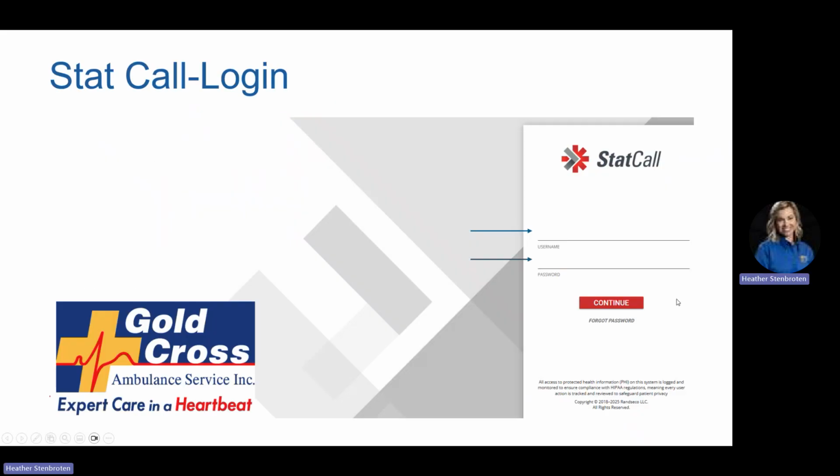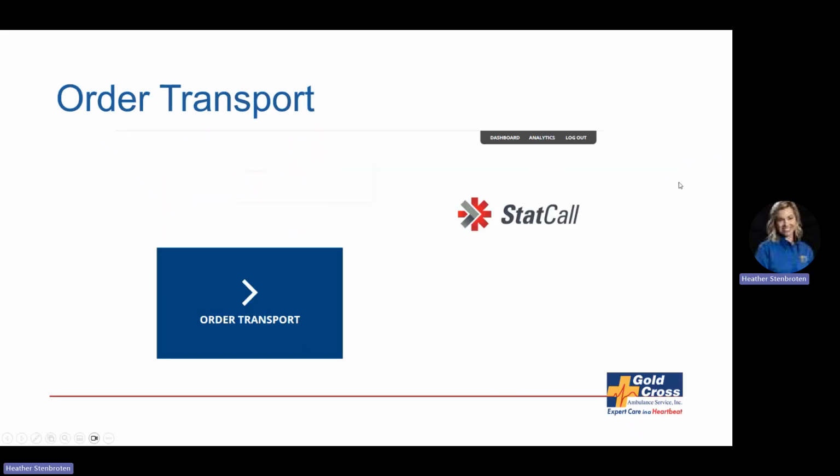Okay, so this is what the website looks like. This is a screenshot here. This is the actual StatCall login page. You'll enter your username and password. If you don't remember, you can always use that forgot password, and it will go to the email that you signed up with. After you enter, you'll get transferred into this page here where you'll see the order transport button. This big blue button here you would click on to start your transport order.